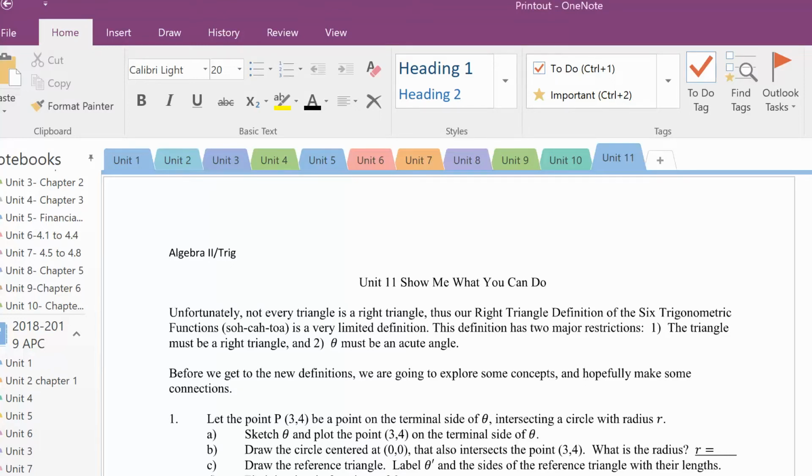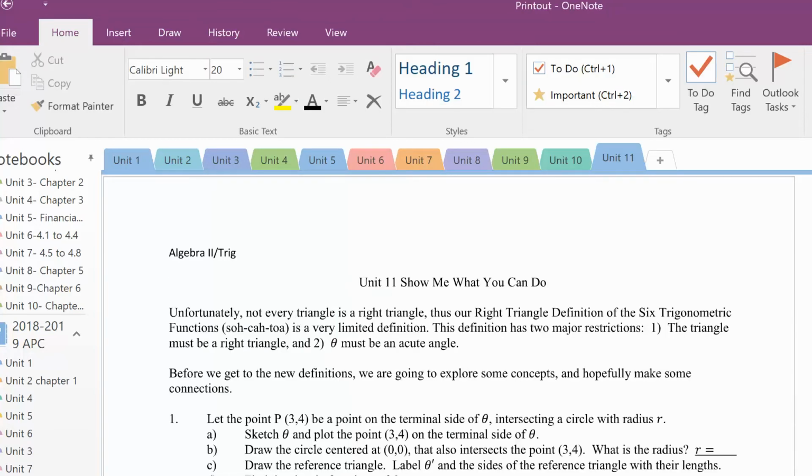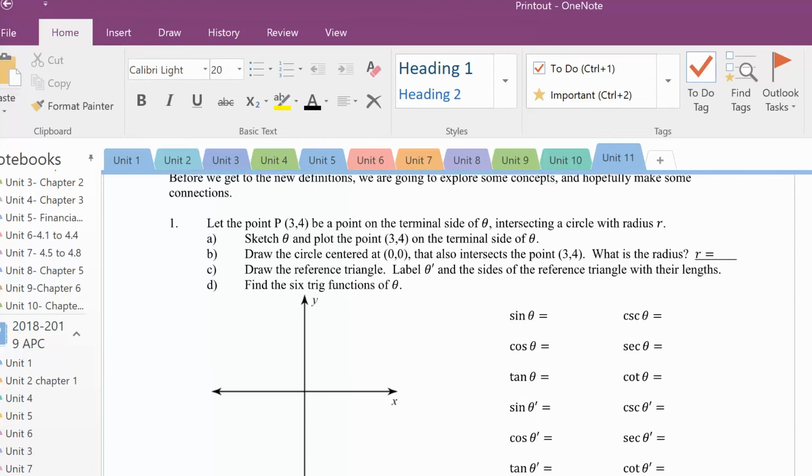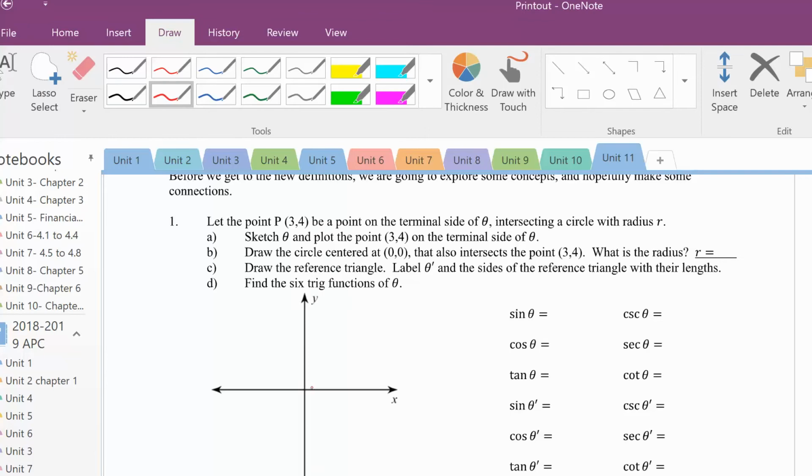So first, let's do that. First, let point P (3, 4) be a point on the terminal side of theta, intersecting a circle with radius r. So first we're going to sketch theta. And (3, 4) is in the first quadrant. Here's (0, 0). And here is (3, 4). And so there's the terminal side of theta.